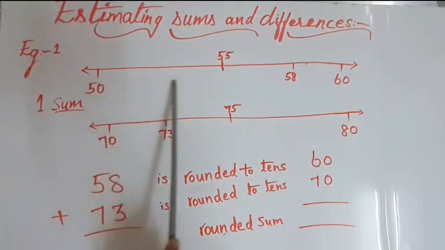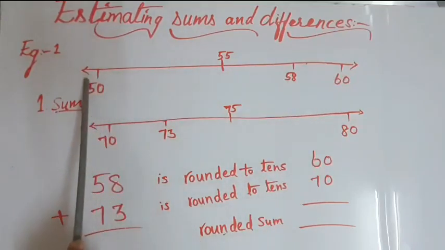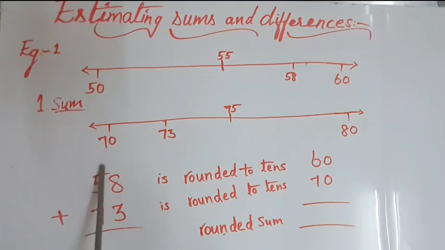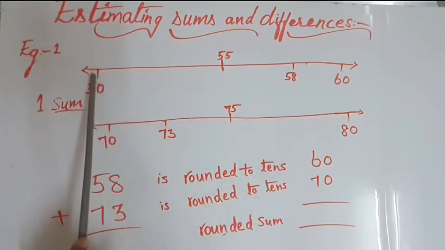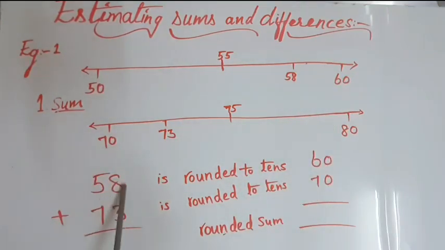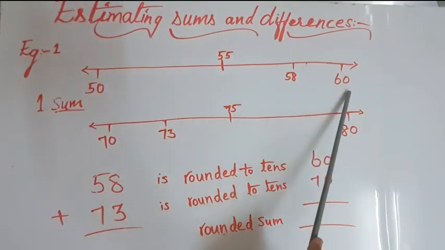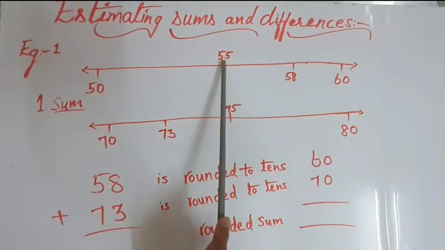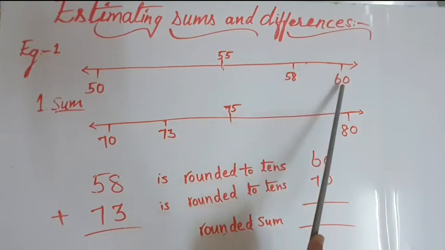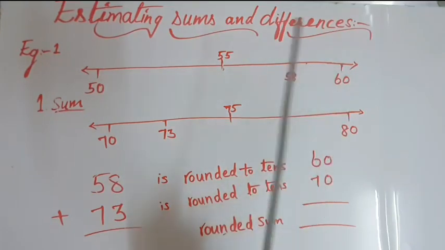Now I have drawn here a number line that you have learned in the previous classes. So here the number we estimate is 58. This number we have to round to tens. So I have written here 50 and 60. This number is nearest to 60 because it is 58. 55 is in between, and 58 is nearest to tens, which is nearest to 60.